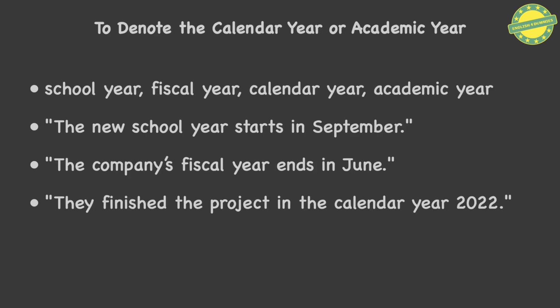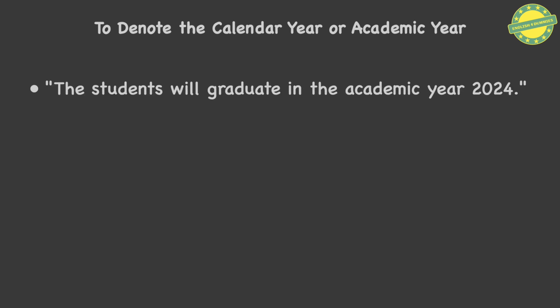To denote the calendar year or academic year: school year, fiscal year, calendar year, academic year. The new school year starts in September. The company's fiscal year ends in June. They finished the project in the calendar year 2022. The students will graduate in the academic year 2024.